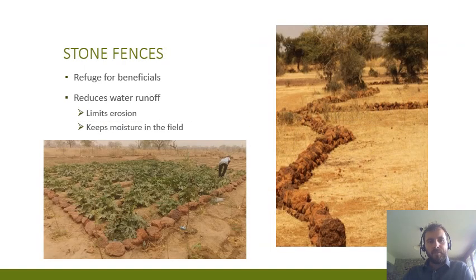You can plant or dig stone barriers. This is important in dry areas to limit erosion and keep humidity in the fields, but it's also a good refuge for beneficials that can be useful to control your pests. So under the stone barriers, some spiders and lizards can live and then go hunt in your crops for the pests, of course.